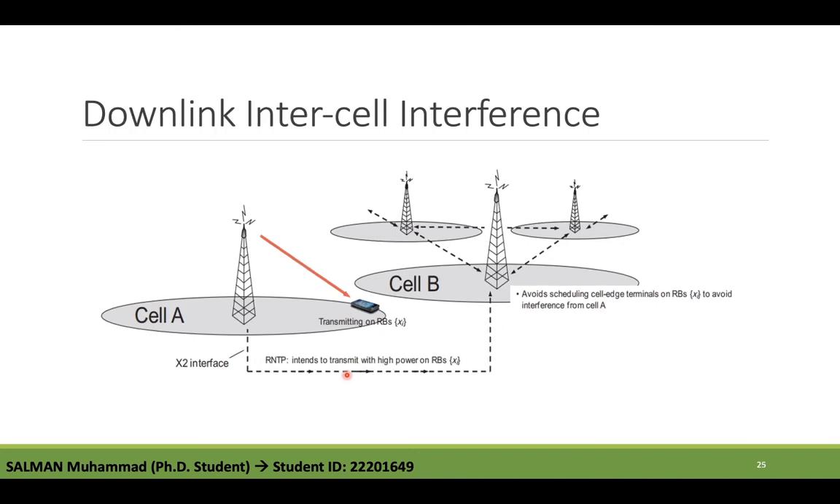For the downlink intercell interference, the relative narrowband transmit power, which we call the RNTP, is defined to support the ICIC operation. The RNTP is similar to the HII that I just explained, in the sense that it provides information for each resource block, whether or not the relative transmit power of the resource block is to exceed a certain level.